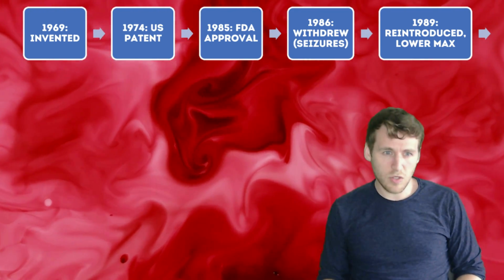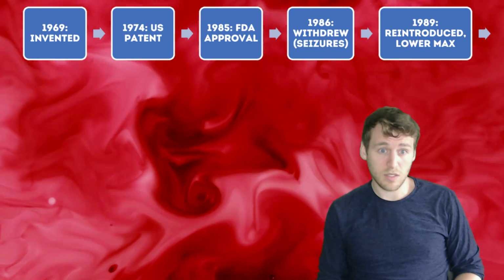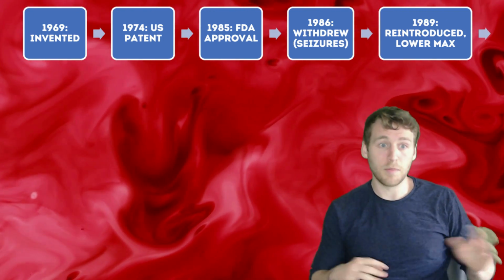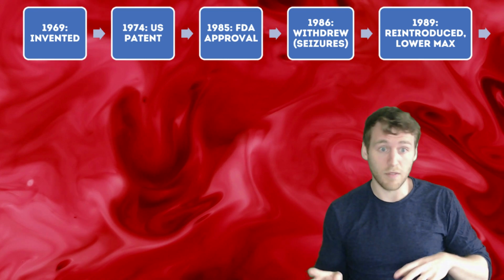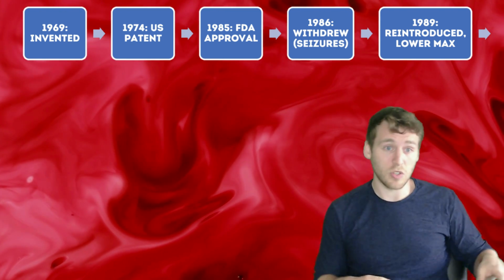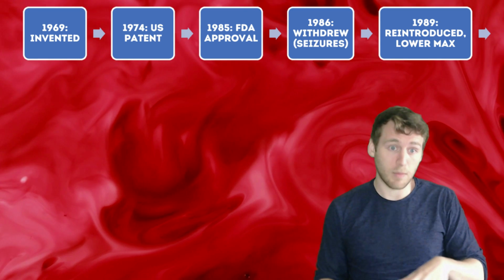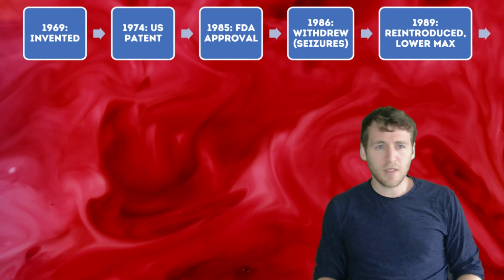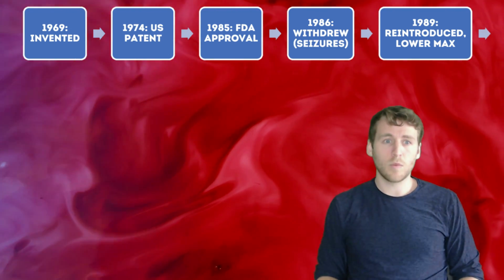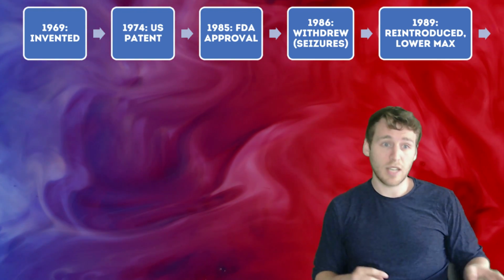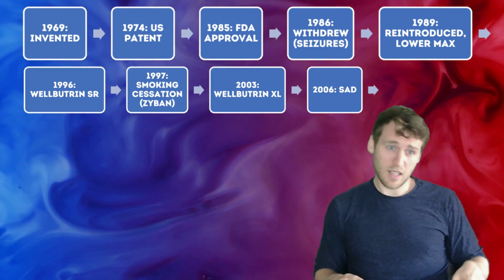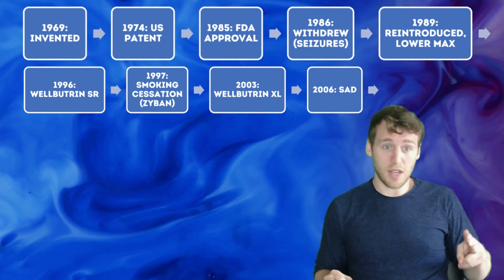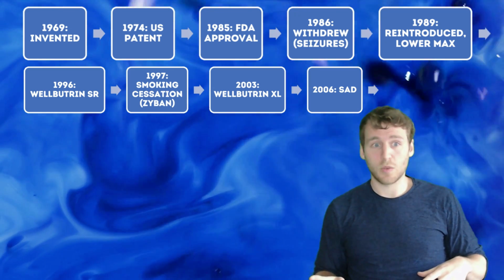When it was first introduced, the recommended daily dose was 400 to 600 milligrams per day, and people saw a significant incidence of seizures, so there was a withdrawal of the drug in 1986, and then it was reintroduced in 1989 with a lower max recommended dose of 450 milligrams a day, and we still see that today. Because of the half-life of the drug, the initial Wellbutrin needed to be taken 3 times a day. So in 1996, a sustained-release formulation called Wellbutrin SR was released, intended to be taken 2 times a day compared to 3 times a day for the initial one.